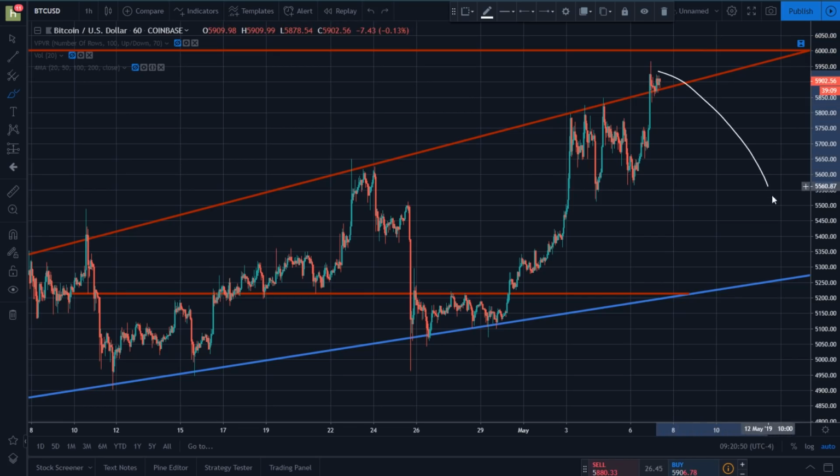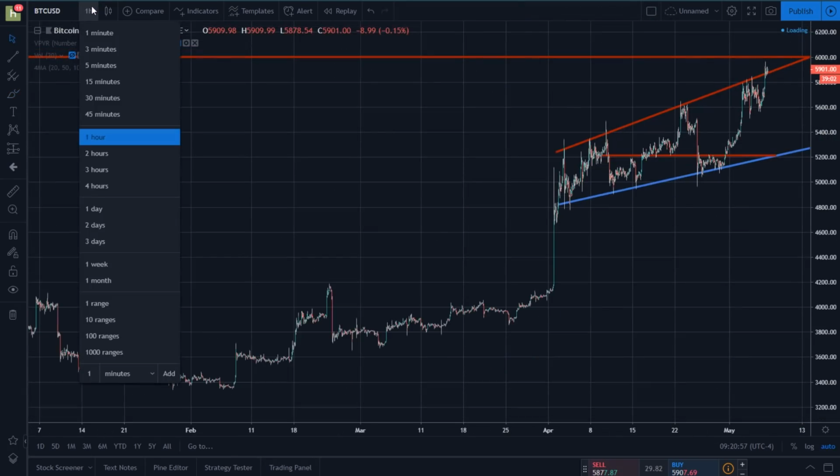But if Bitcoin falls back below here, we'll see what happens. Maybe we'd have some kind of correction. At this point, since we're so close to 6K, I think any kind of correction would be short-lived. But that's what we're looking at.